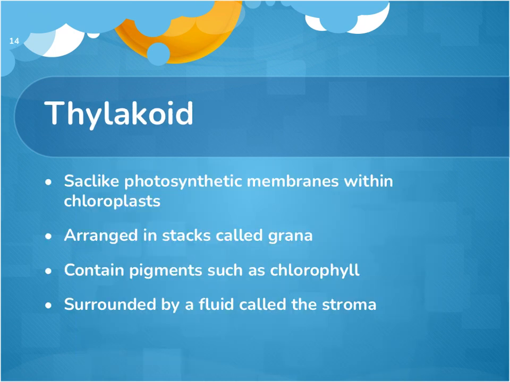Within each chloroplast, again, there's these structures called thylakoids. They're sac-like photosynthetic membranes within chloroplasts. So within each chloroplast, you'll have many, many thylakoids. They're arranged in stacks. The name for those stacks is grana, plural, or granum, singular. And they contain pigments such as chlorophyll. And they're surrounded within the chloroplast by a fluid called the stroma.